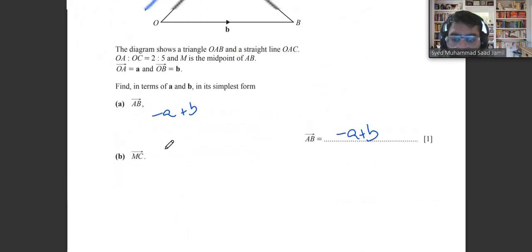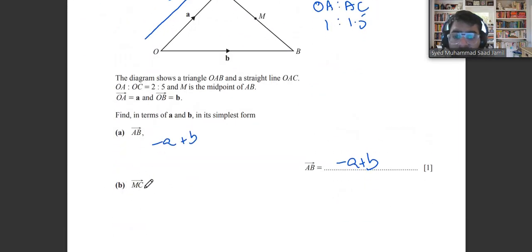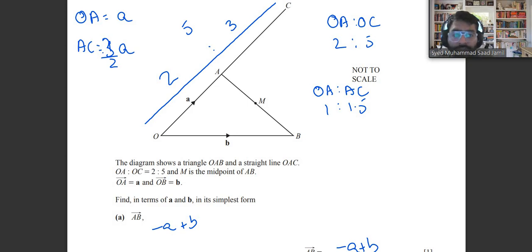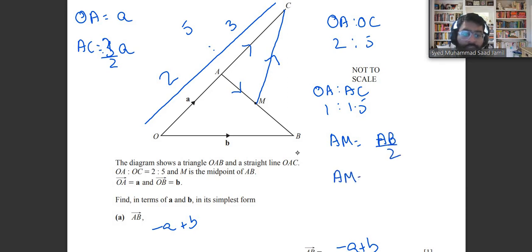So in the next question it was saying find MC. It was saying find MC. It means this thing from M to C. So first of all we have the value of AC. AC is 3 upon 2a and we also have the value of AM. AM is how much? Look, AB is minus a plus b. So AM is the half of AB. AM is the half of AB, AB divided by 2. So AM is actually minus a plus b upon 2.